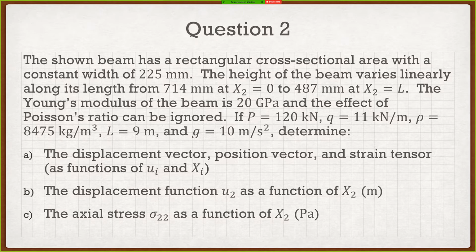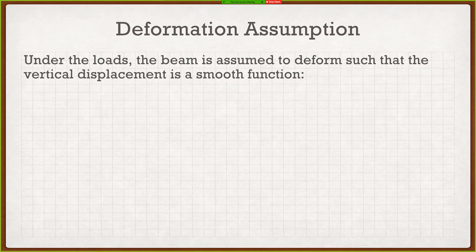And then we're going to wrap it up with part C, which says the axial stress sigma 22 as a function of x2. So if we think back to assignment 5, we basically solved part C where we found that axial stress, but now we're taking it a step further and saying, all right, well, how about the displacement as a function of x2? So let's look at how we do that. So the first one is going to be our deformation assumption, and this is going to be critical in allowing us to solve this problem fairly simply.